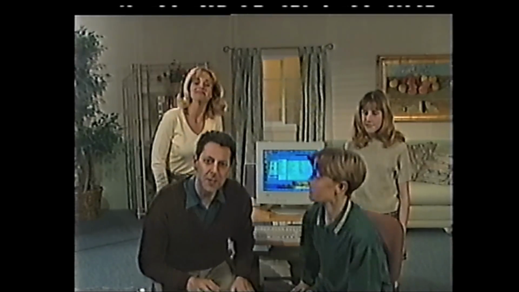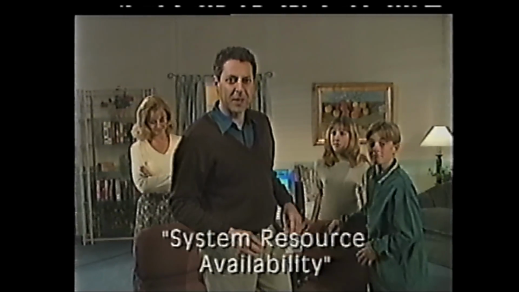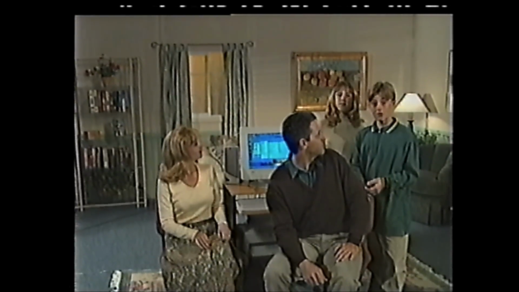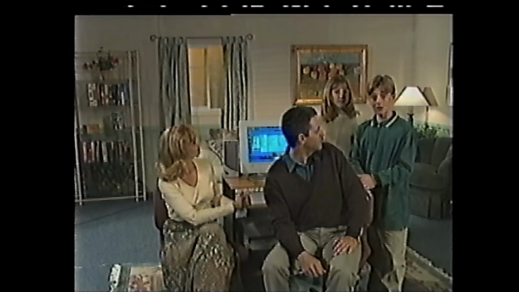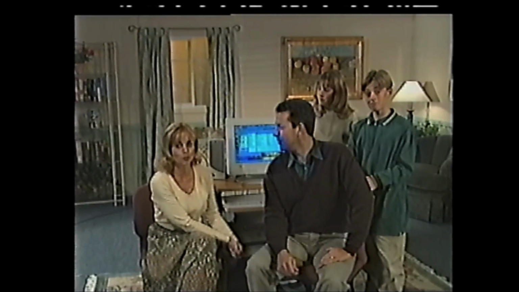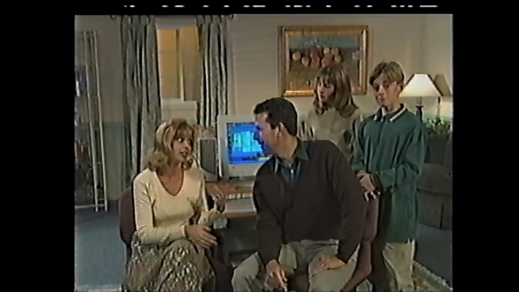Well, the first thing you need to determine is your system resource availability. What's that? That's fancy. I think this family has ADHD. Or they're playing a really weird game of musical chairs. Today's more powerful programs, they do require a lot more memory and storage. I still remember back in the old days of computers when 40 megabytes was a lot.